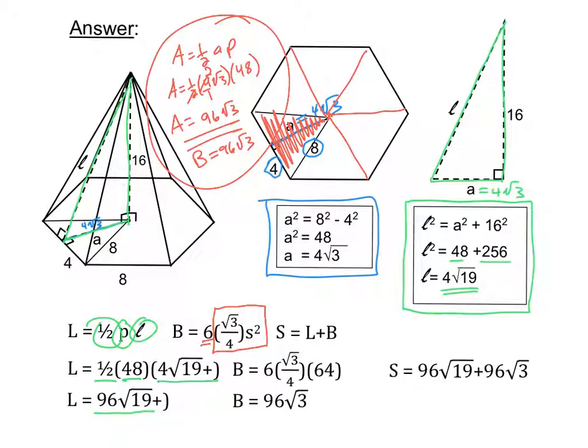So to finish the problem, here's my L, and here's my B. You need to leave this written in this form unless you are putting it into a calculator, because these are not like radicals.